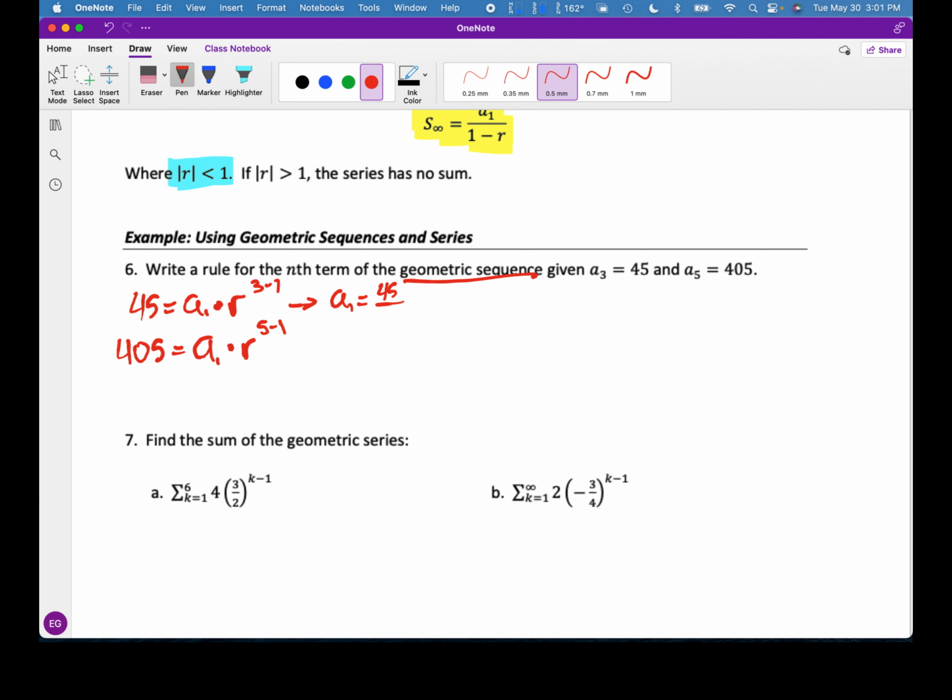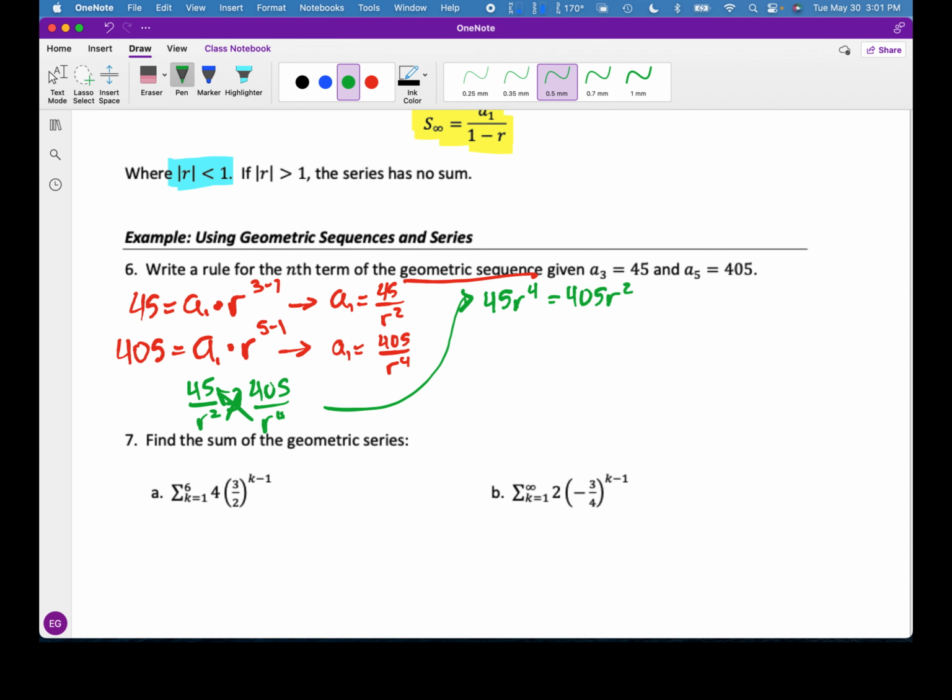So I'm going to do 45 divided by r squared, and this one I'm going to do a1 equals 405 divided by r to the fourth. And now I can set these two things equal to each other. So 45 over r squared equals 405 over r to the fourth, and cross multiply, which I will write way up here. 45 r to the fourth equals 405 r squared.